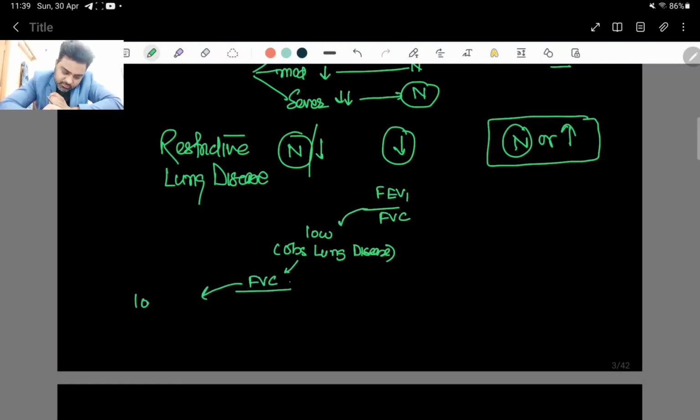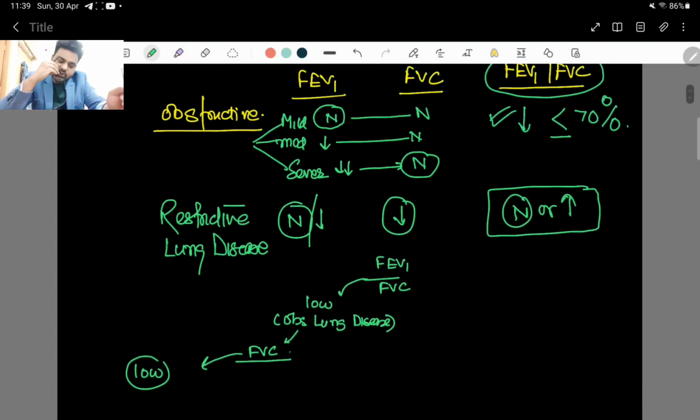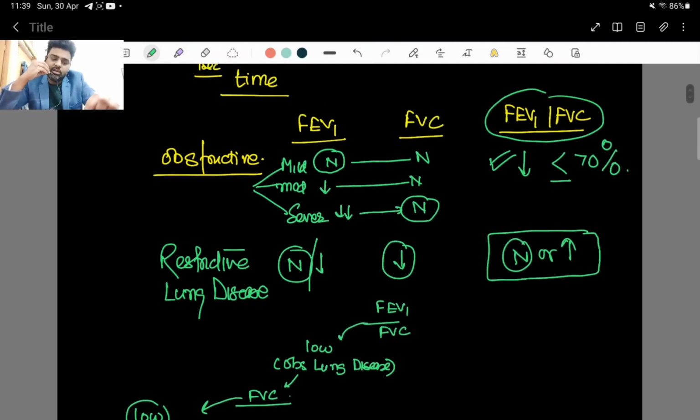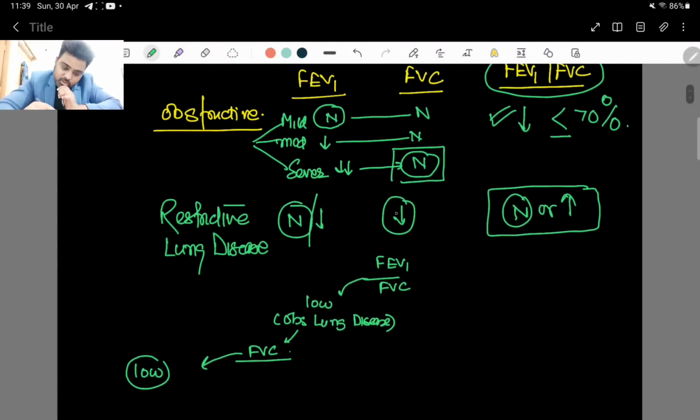and we have found that FVC is low. Now try to understand this concept, very important: we have seen FEV1 by FVC is low. That means the patient has an obstructive lung disease. Now we'll see FVC. Now FVC is low at two places. One, it is low in severe obstructive lung disease, and second, it is low in restrictive disease.